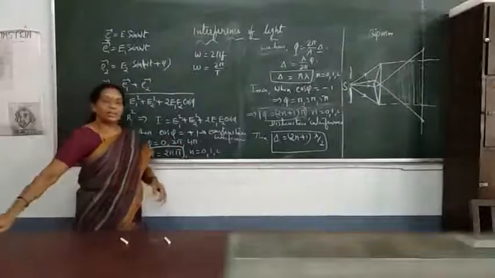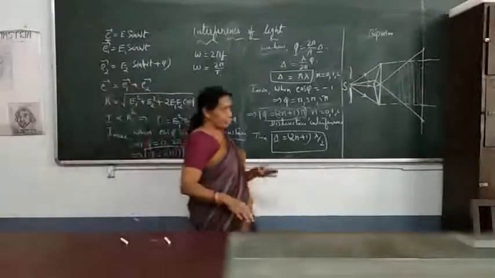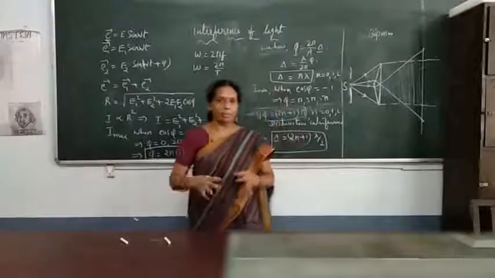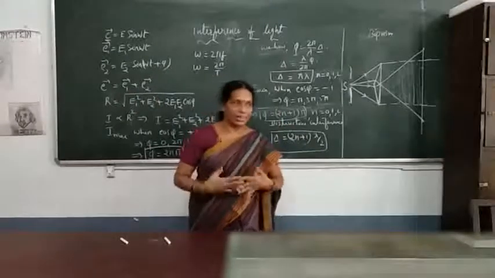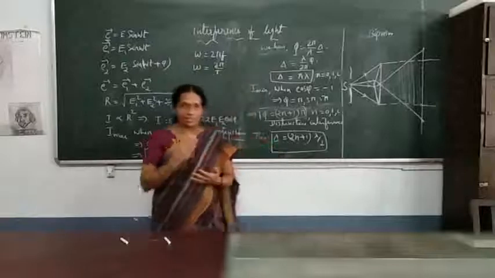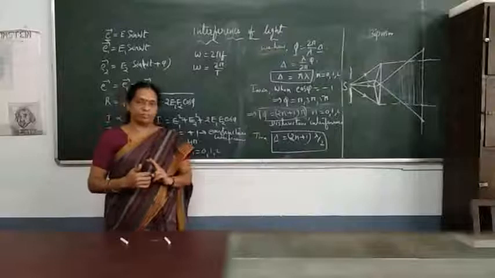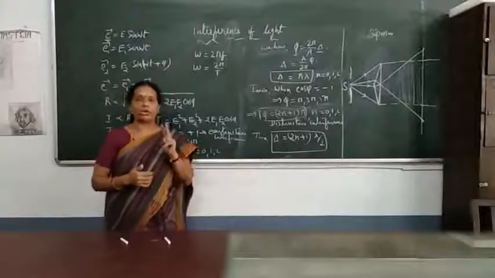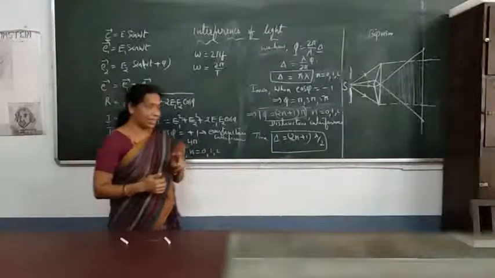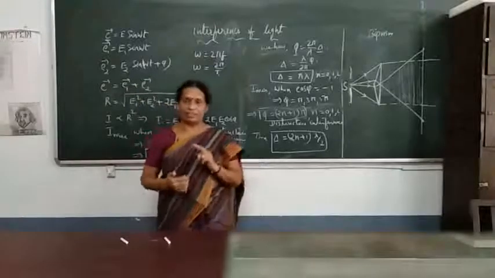Now, to produce a sustained interference pattern, sustained means a continuous one without any interruption, we need two sources. And the sources should be coherent. They should satisfy the condition called coherence.